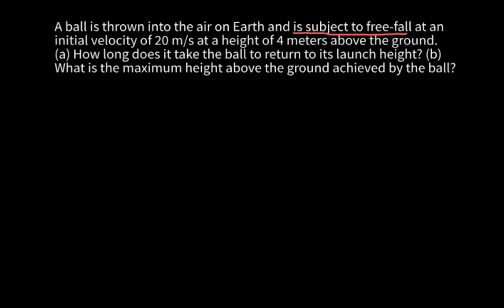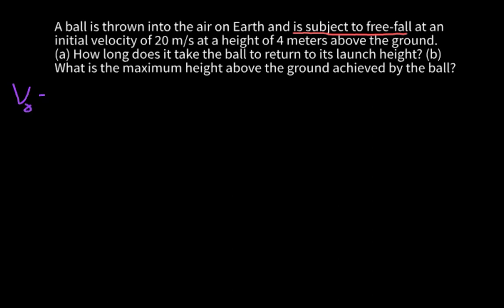And notice that I've underlined the ball is subject to free fall. That just means that the only force acting on it is the force of gravity. So remember in the last video that I said if we have 3 out of the 5 kinematic variables, then we can solve for the rest of them. So let's start by making a chart.